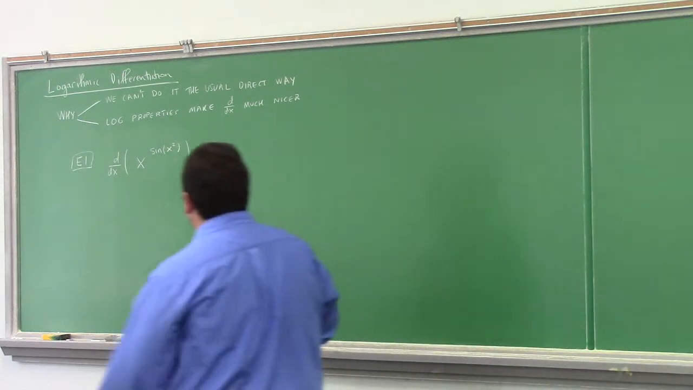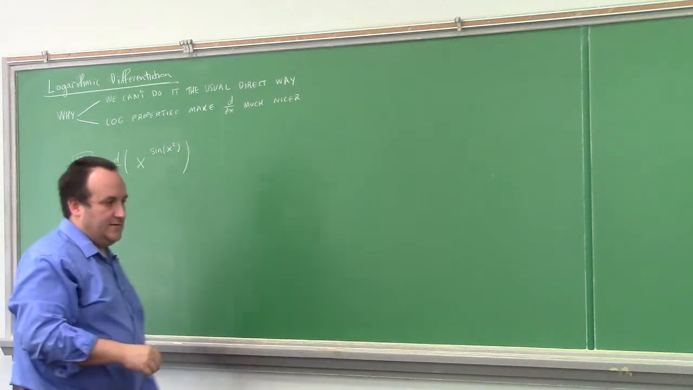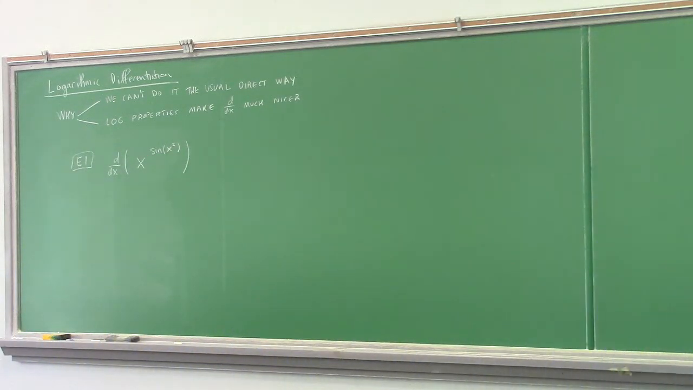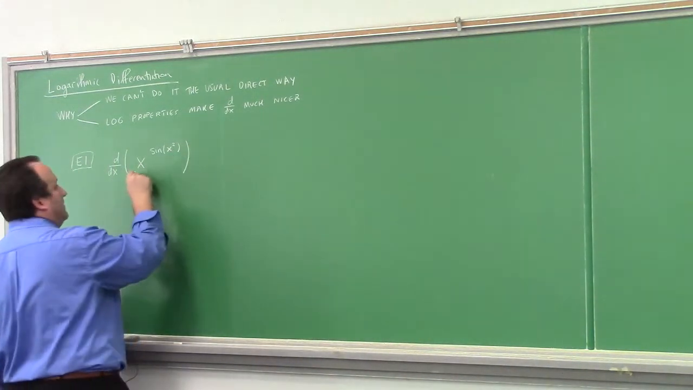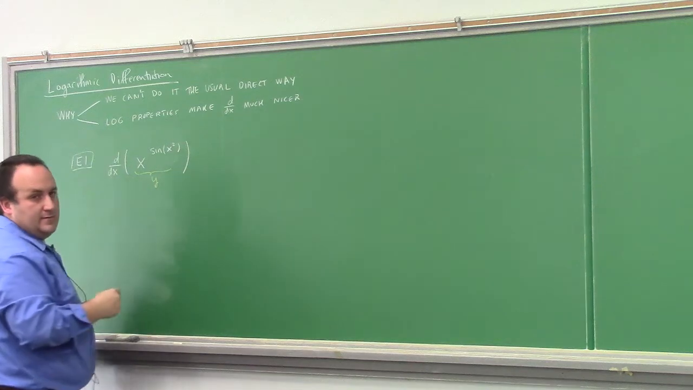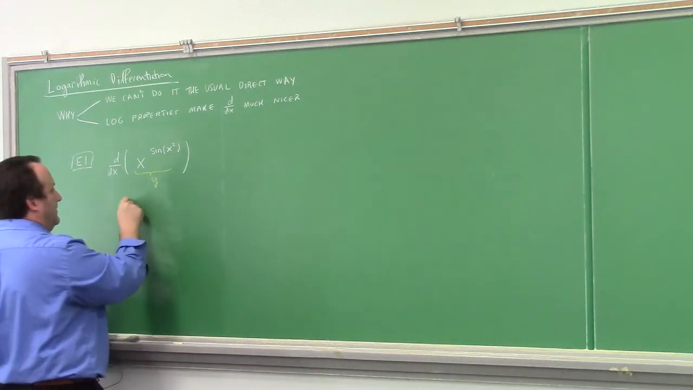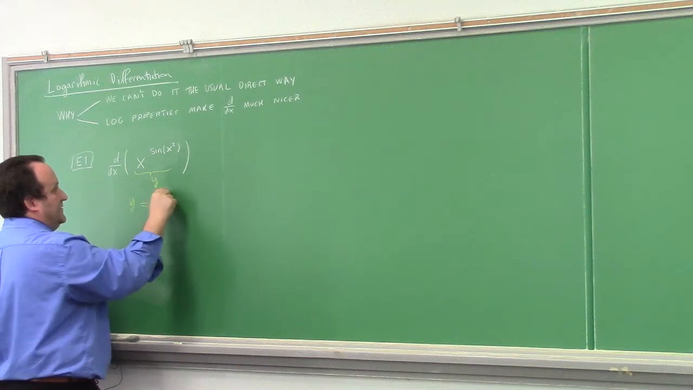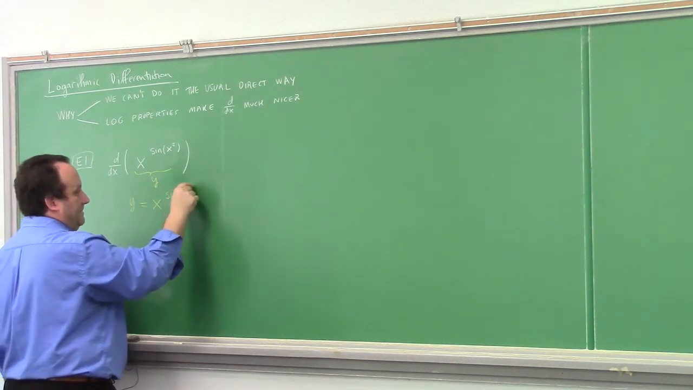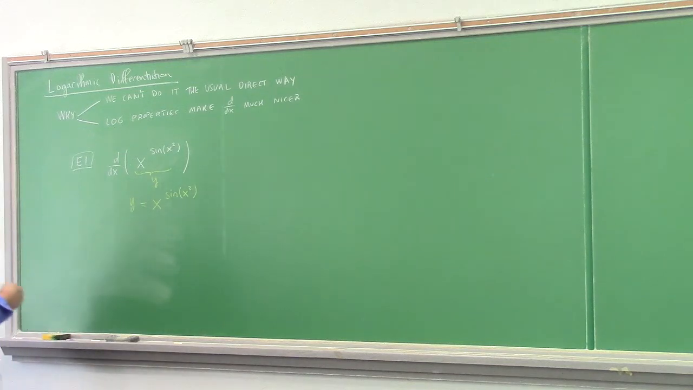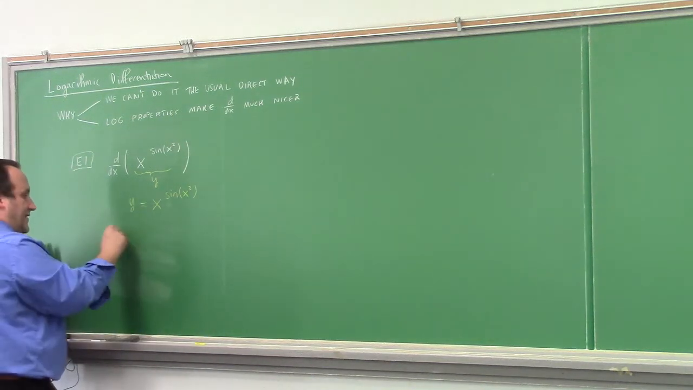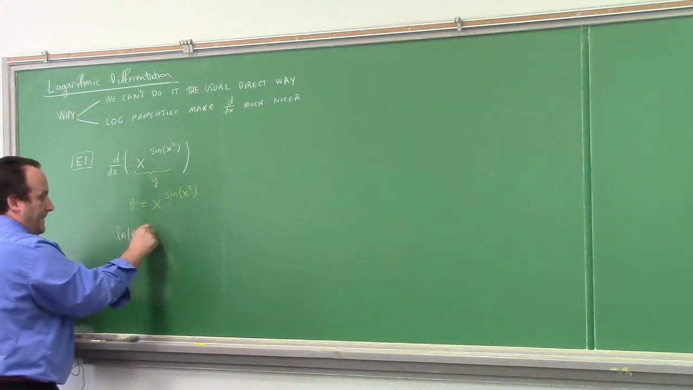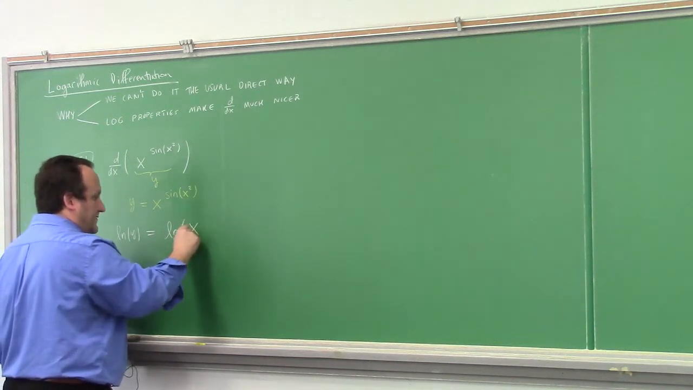So what we're going to do in this case is give it a name. Call that thing we're trying to differentiate y. Then we have y equals x to the sine of x squared. And then the technique of logarithmic differentiation basically starts by taking the log of the equation. Take the natural log, in fact. The natural log of y is the natural log of x to the sine of x squared.